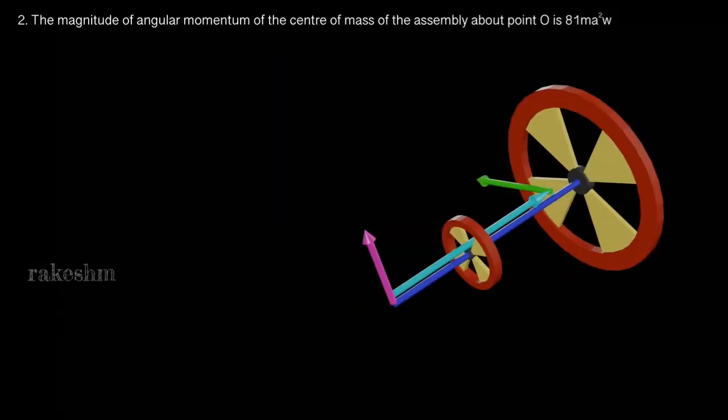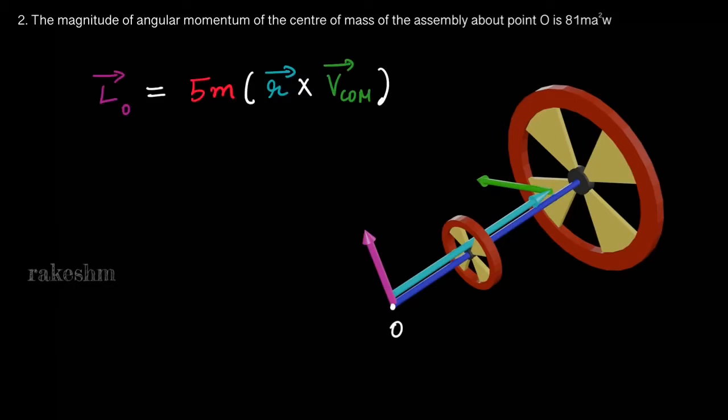The next option is that the magnitude of angular momentum of the center of mass of the assembly about point O is 81 ma square omega. The angular momentum of any body about a point is given as L bar equals m into r bar cross v bar. Here m is nothing but the total mass of the assembly, which is 5m. R bar is the position vector of the center of mass with respect to point O.